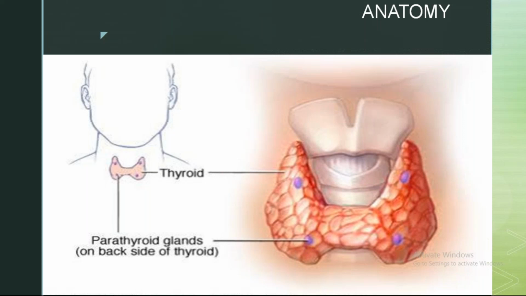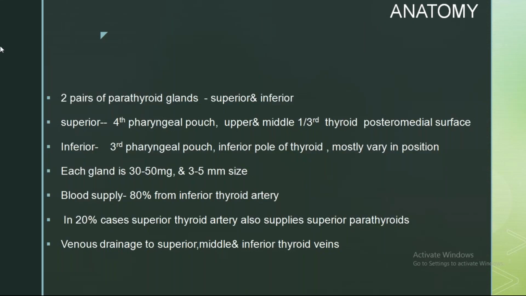These tiny little glands, their main function is they control the calcium homeostasis. So any defect in these tiny little glands can lead to various manifestations of hyperparathyroidism or hypoparathyroidism. So two pairs of parathyroid glands, superior and inferior. You need to remember the type of parathyroid glands. Superior parathyroid glands, they originate from the fourth pharyngeal pouch.